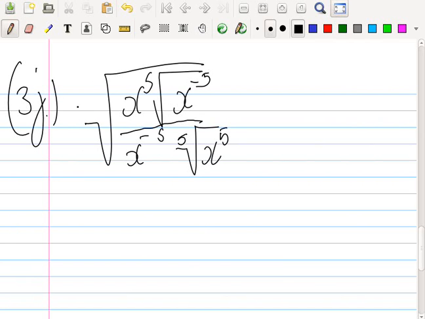Okay, so what do you think I should do here first? Well, these are dividing, so what do I do to the powers? Subtract, so 5 minus 5? 10, so this is x power 10. And this is square root, so what's square root as a power? Minus 5 over 2.